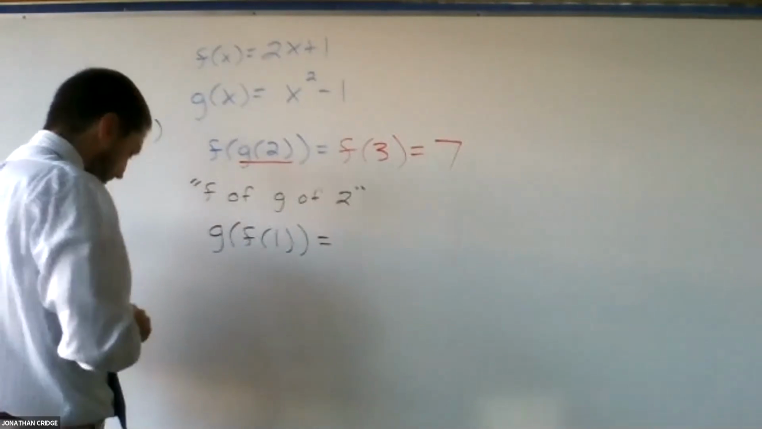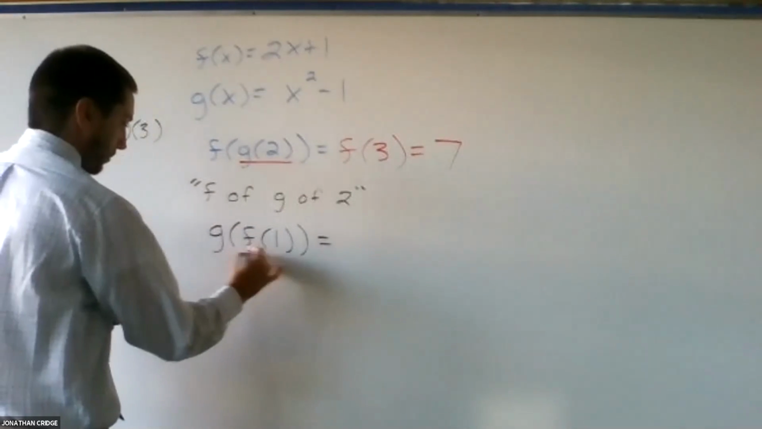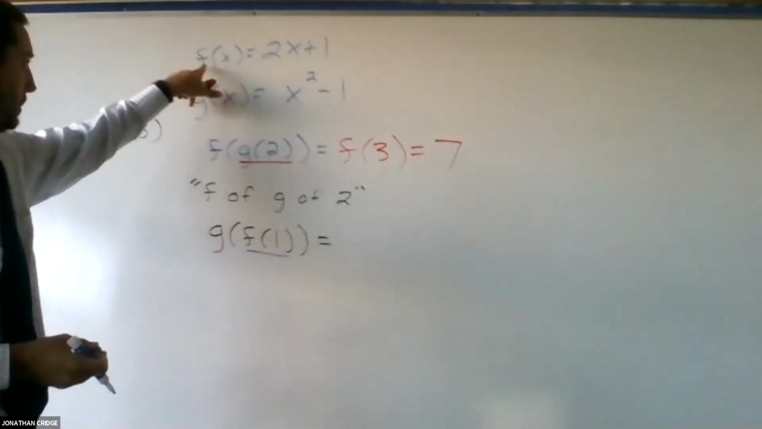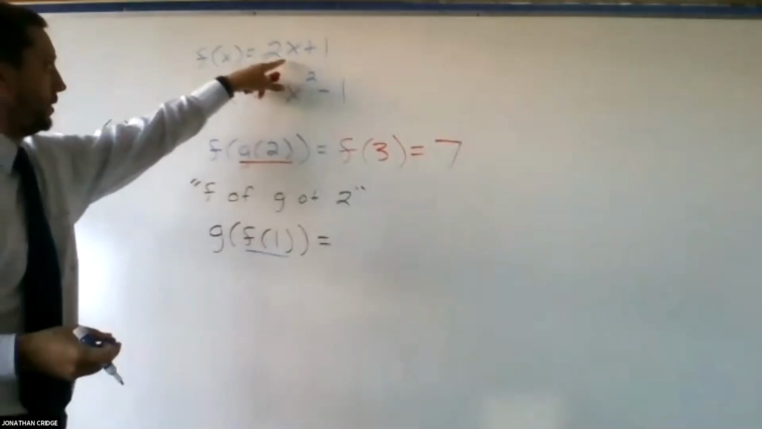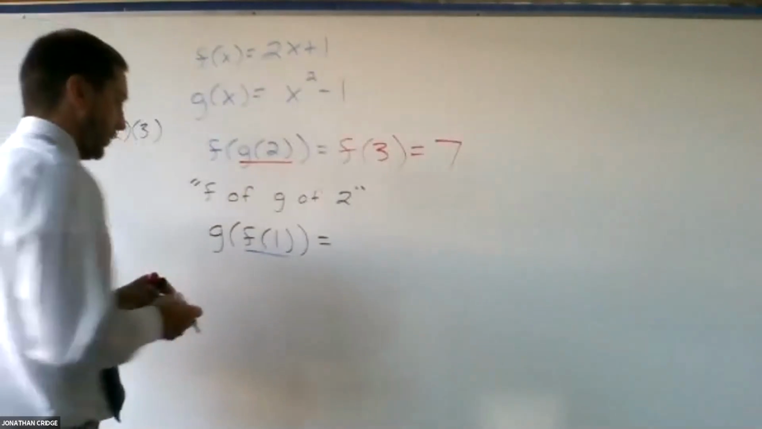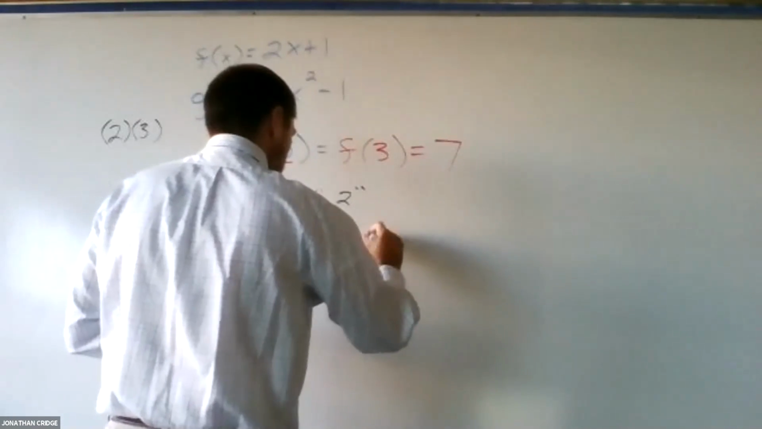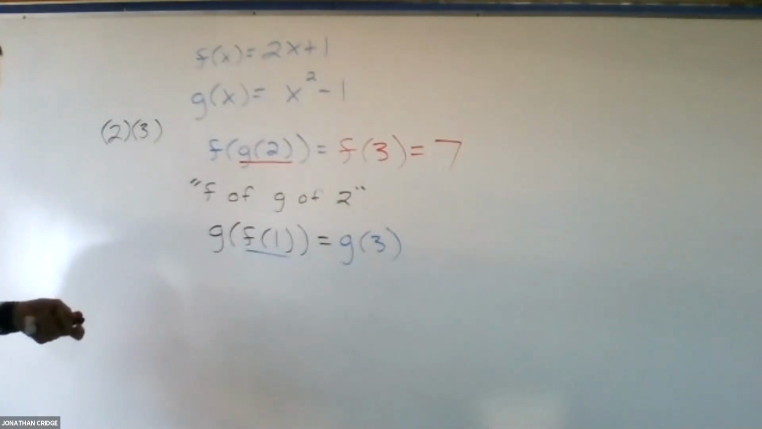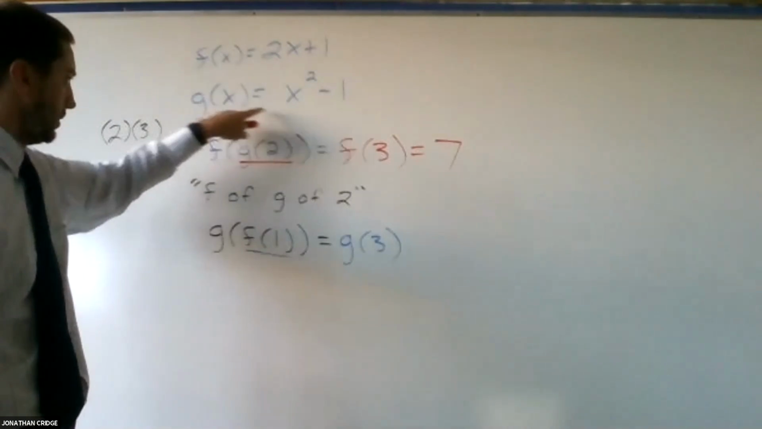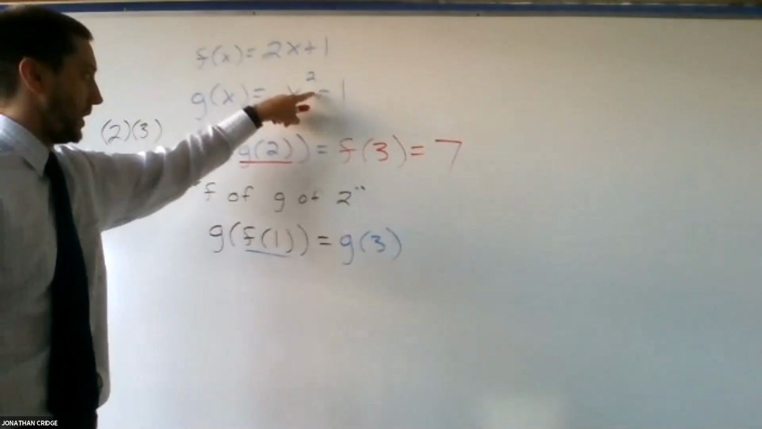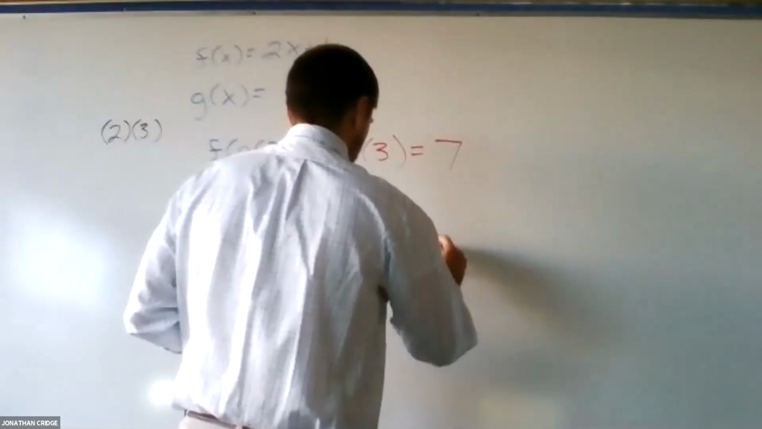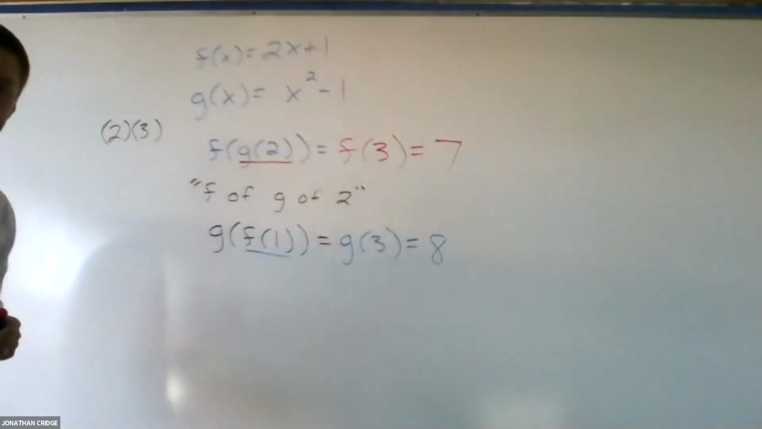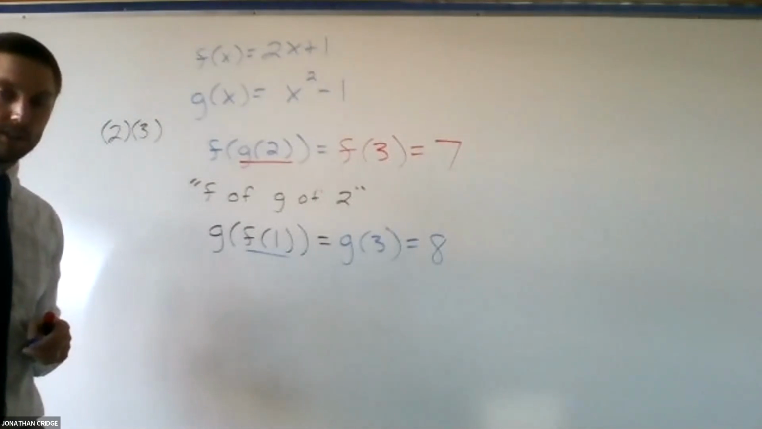Okay, so what did you come up with? So the first thing you probably did was, well, let's figure out what f of 1 is. So I'm going to come up to the f equation, plug in 1, 2 times 1 is 2, plus 1 is 3. So f of 1 is 3. So now I'm just going to find g of 3. So I'm going to come up to my g function, plug in 3. 3 squared is 9. 9 minus 1 is 8. So hopefully you said g of f of 1 is equal to 8.